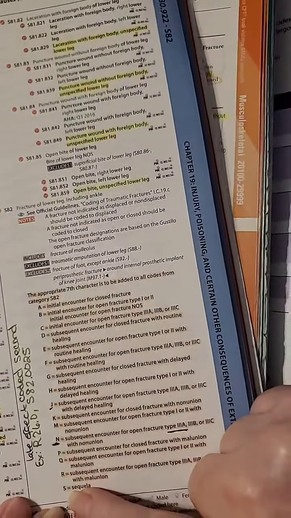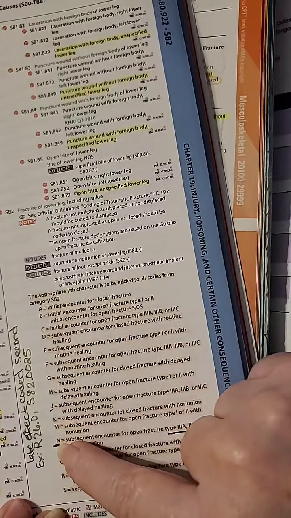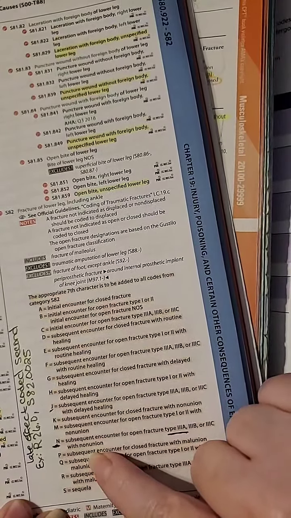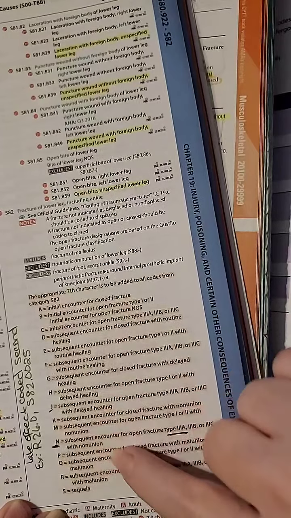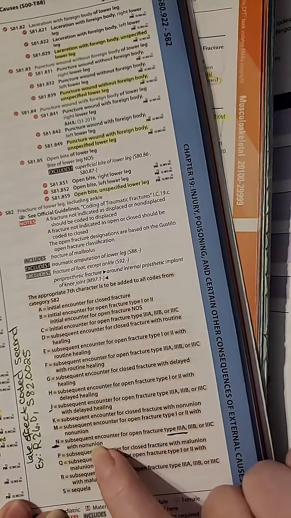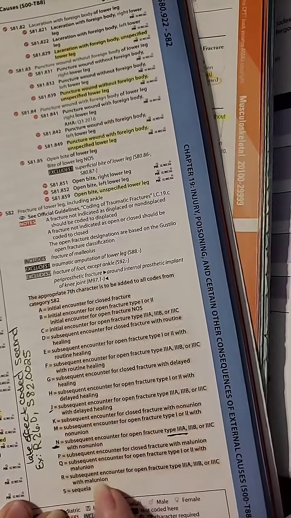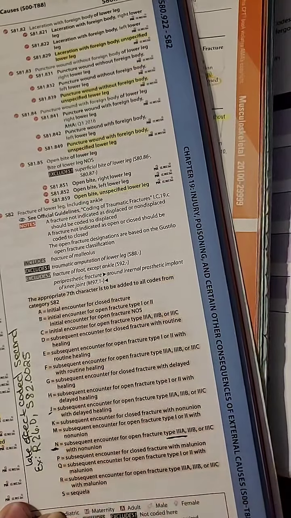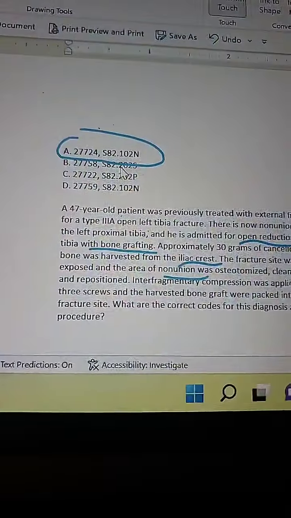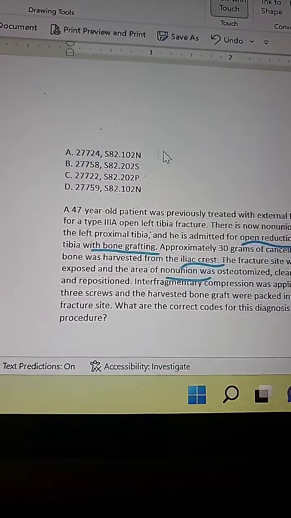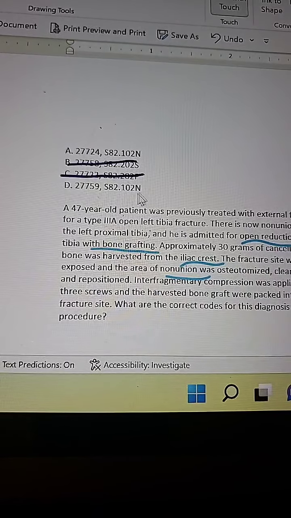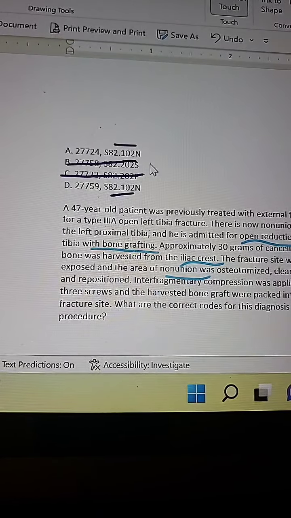And we had a difference between two of them. One of them was an S and one of them was a P. So sequela or subsequent also had subsequent encounters, but that non-union, and this was delayed healing, and this is malunion. That fracture was a non-union. So you could have gone to the diagnosis and been able to eliminate these two codes and kept the two with the non-union.